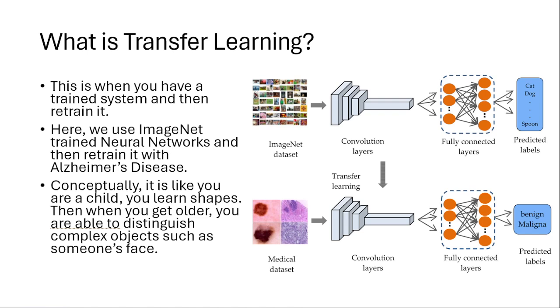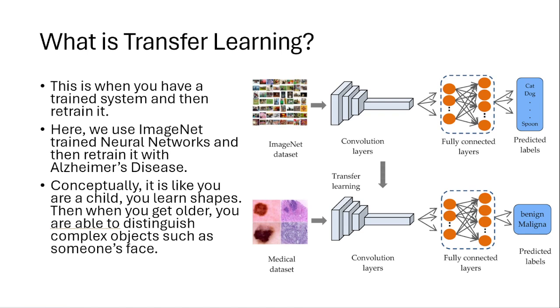Now, another topic that's important to learn is called transfer learning. And this is what happens, that you have a system. Okay, here we see the top image. The neural network is trained on the ImageNet dataset. Okay, so it's trained on a lot of images, cats and dogs, boats and cars. What is done later is that we take that neural network after it was trained on the ImageNet, and then we retrain it on our medical dataset.